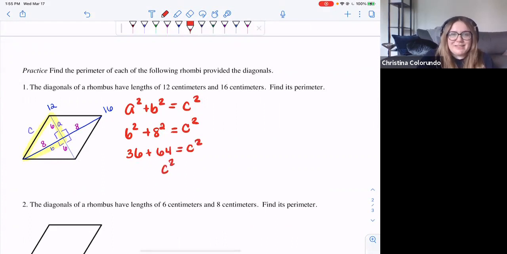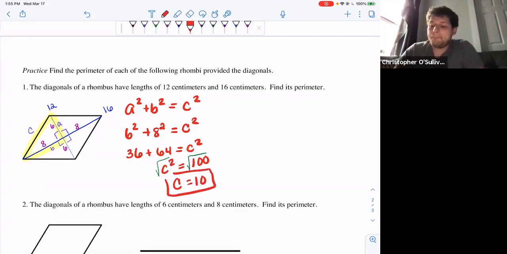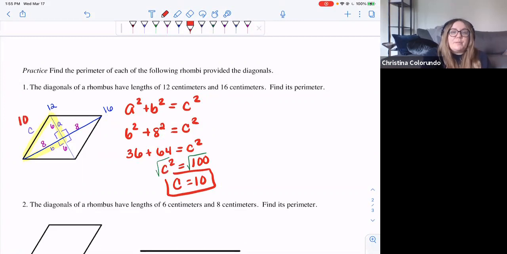Mr. O'Sullivan, do you want to finish this? Yeah, sure. So c squared is equal to 100 because 36 plus 64 is 100. And then our final step always is take the square root of both sides. So I take the square root of 100. You can do your prime factorization, double on the inside, single on the outside, or you can just type it in your calculator. And I get the square root of 100 is 10. So Miss C, 10 is my final answer for the whole question, right? It is not. Remember that the question is asking you to find the perimeter. So from there, we label all sides of this rhombus as 10, and we know that 10 times 4 is going to give us the perimeter.